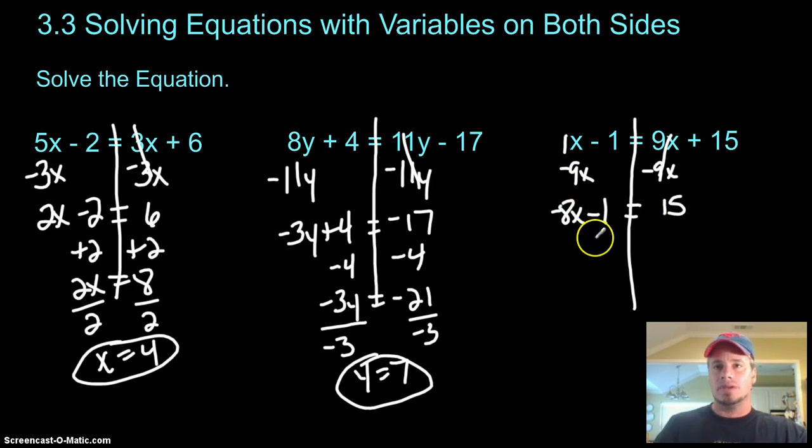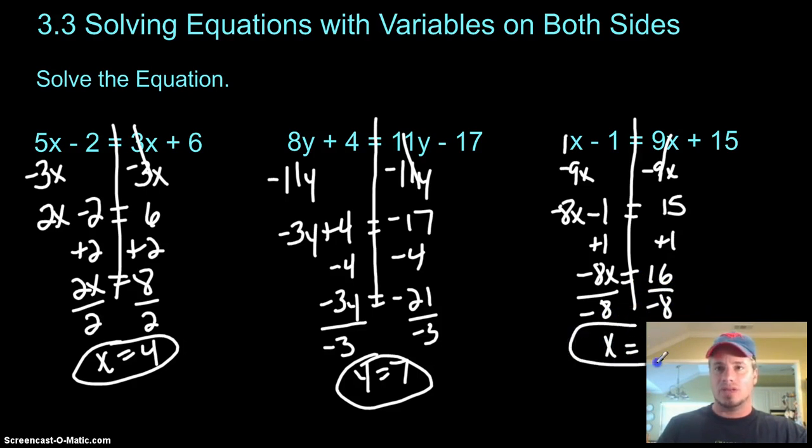Okay, two-step equation, add 1 to each side. I get negative 8x equals 16. Last step, get rid of the negative 8 by division. Make sure it's negative 8 on both sides. I get x equals negative 2. And I'm finished with that equation.